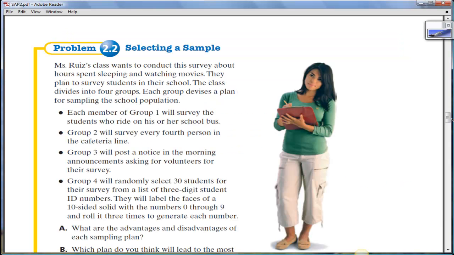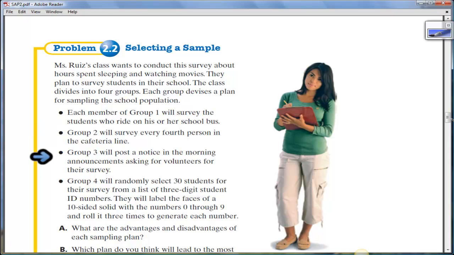In the book, Miss Rue's class wants to conduct this survey about hours spent sleeping and watching movies. They plan to survey students in their school. The class divides into 4 groups. Each group devises a plan for sampling the school population. In group number 1, each group member will survey the students who ride his or her school bus. In group number 2, they will survey every 4th person in the cafeteria line.